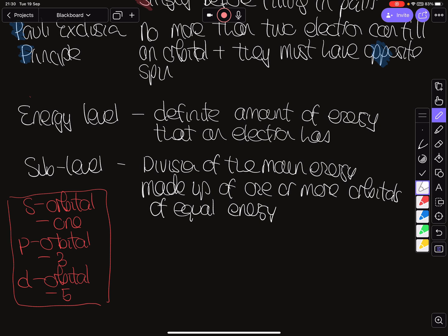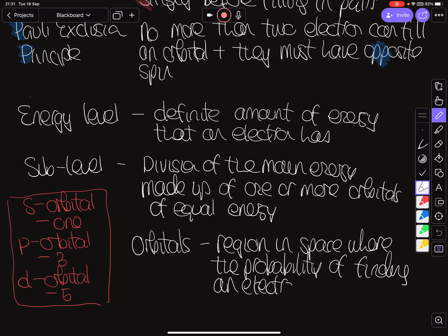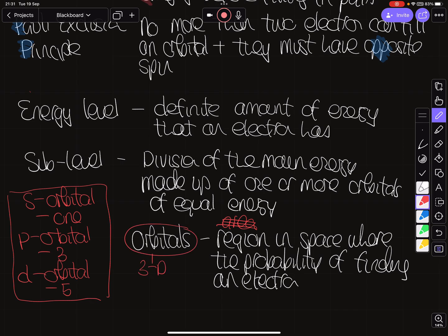And then finally, the last one we get to is orbitals. So our orbitals have a definition: it is a region in space where the probability of finding an electron is high. Now, some candidates will, instead of writing region, write area. That is not a good idea because chemistry has maths in it, and area refers to 2 dimensions, whereas orbitals are found in 3 dimensions.